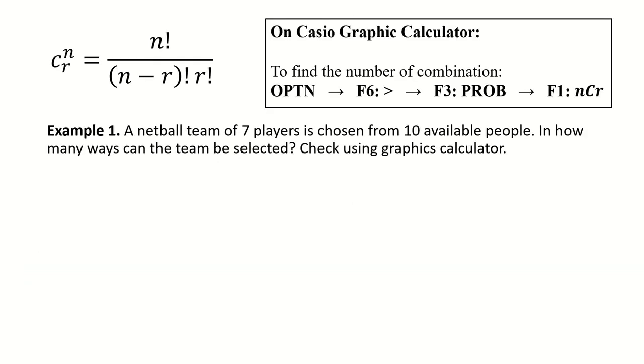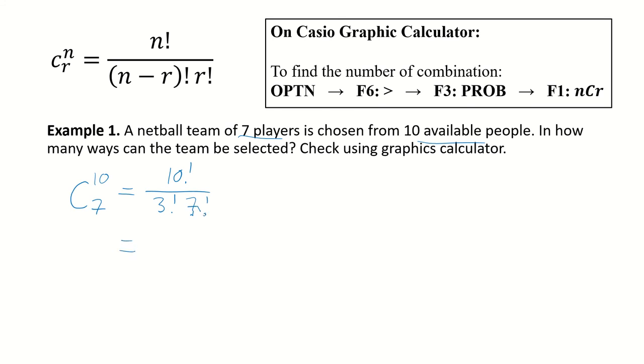So we're going to do a few examples now. The first one we'll do with the formula, but the rest we'll probably just do with the graphics calculator. Our first one: a netball team of 7 players is chosen from 10 available people. How many ways can the team be selected? Order doesn't matter, so we're obviously trying to find combinations. So 10 choose groups of 7. It's going to be 10 factorial over (10 take 7), which is 3 factorial, times 7 factorial.